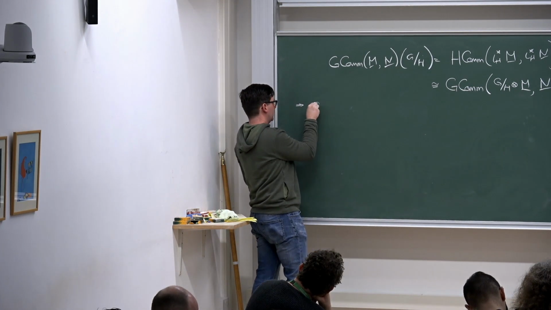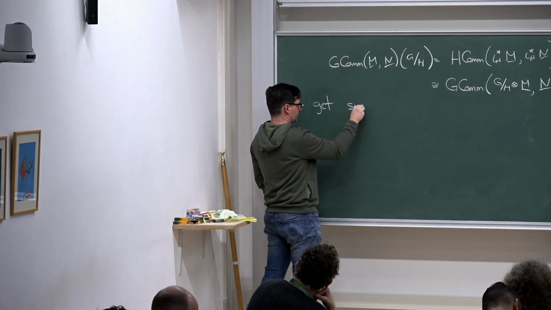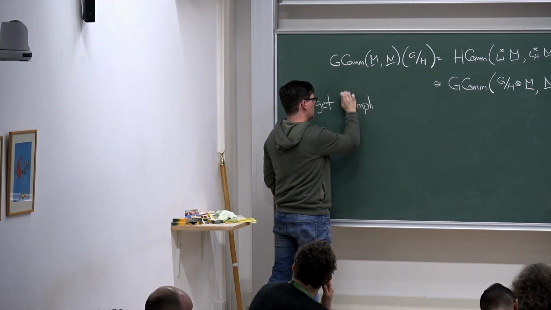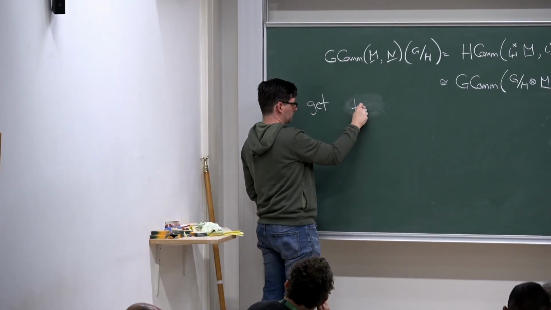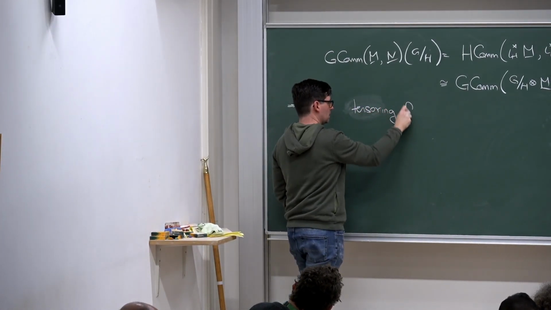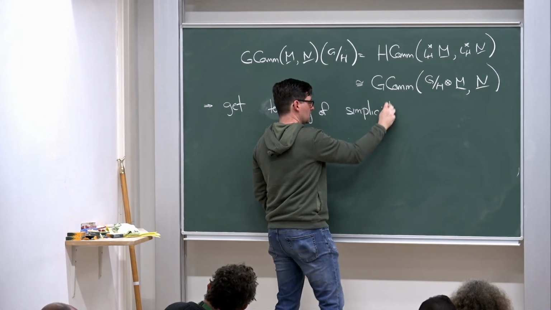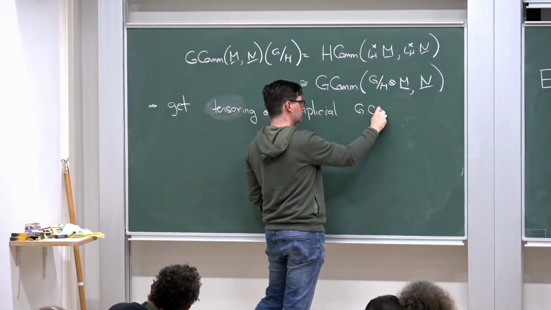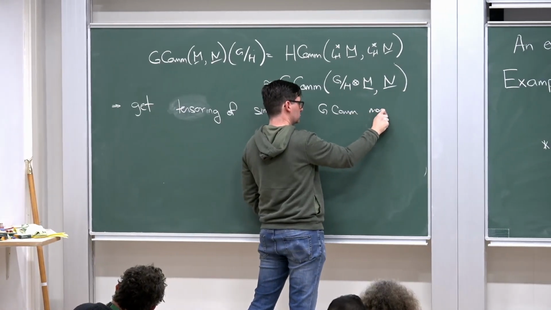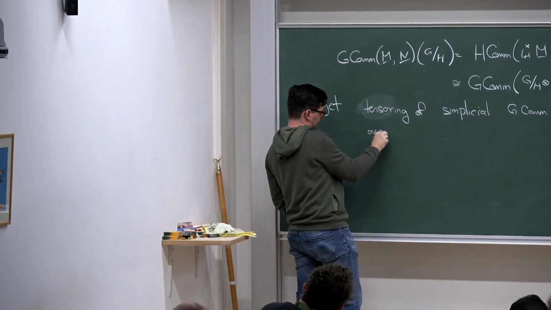so I can say I can get simplicial objects. I can get a tensoring of simplicial G-commutative monoids over now simplicial G-sets.